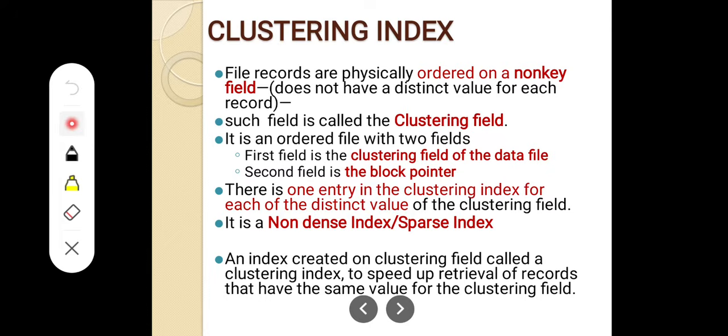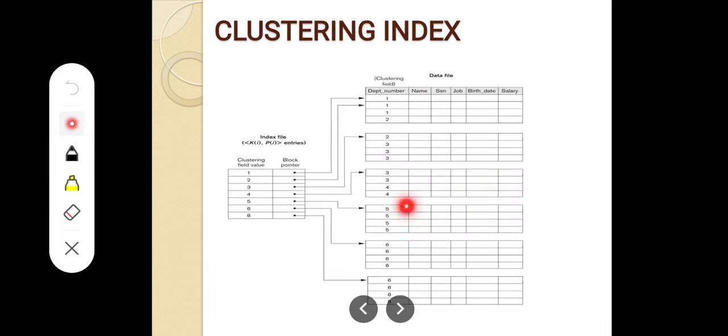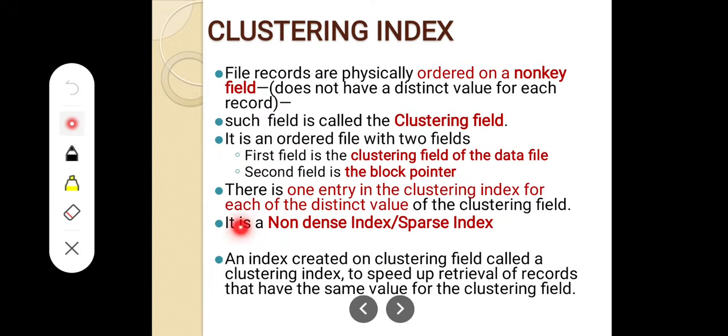The next point is that there is only one entry in the clustering index for each of the distinct values, as I have just explained. Even though we have repeated values in the clustering field, only a single entry for that value will be there in the clustering field value of the index file. The next point is that it is a non-dense index, or sparse index.